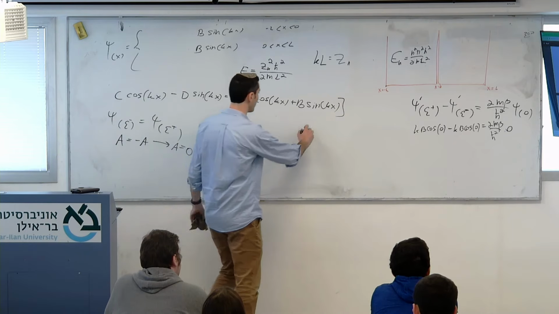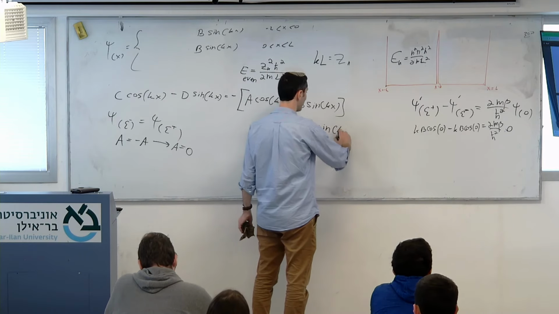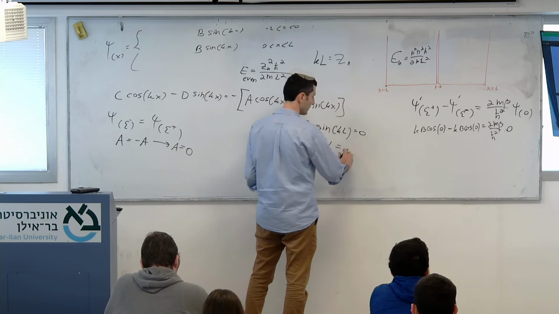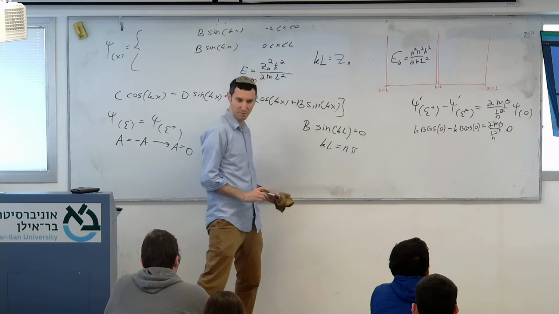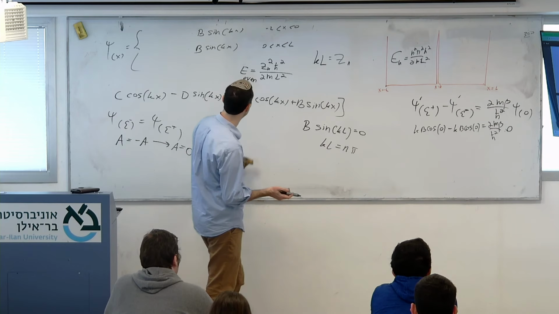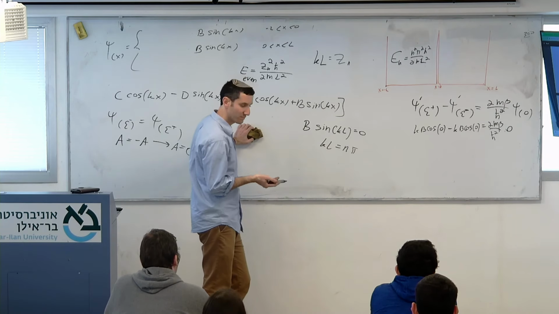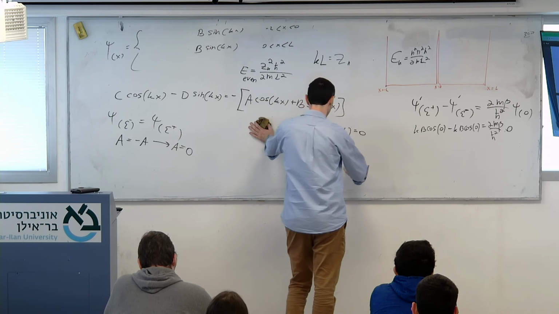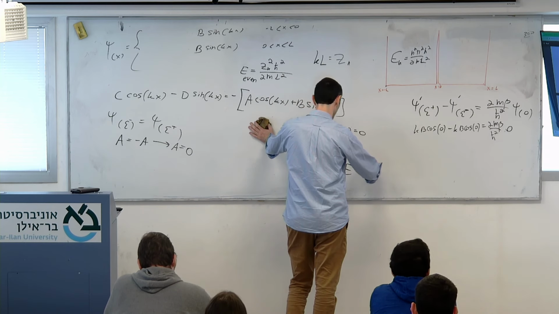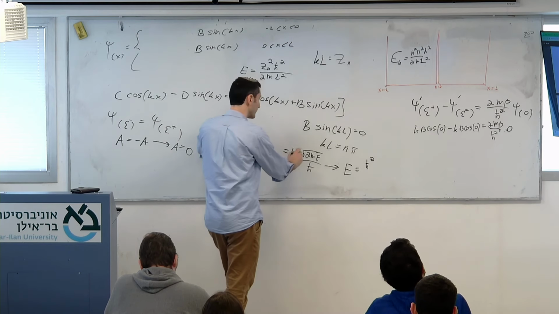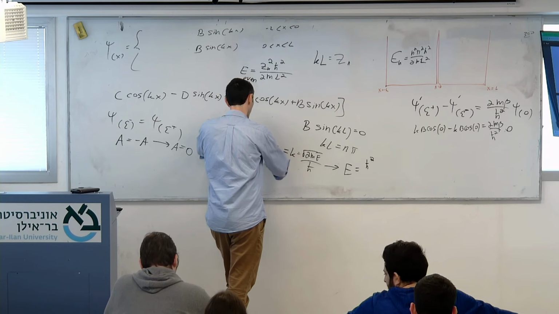I need B sine of KL to be 0. Therefore, KL must be n pi. If KL is n pi, and K is the square root of 2mE over h bar, so E is going to be h bar squared. Instead of K, I can write n pi over L, right?